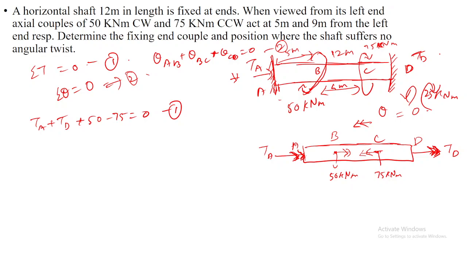The second equation is based on the total angle of twist, which is theta AB plus theta BC plus theta CD equals 0. If I write it out, what is theta AB? TA into LAB divided by G and J, which are constant, right? Yes. So theta AB is TA into LAB over GJ. And what will be the torque acting on section BC?